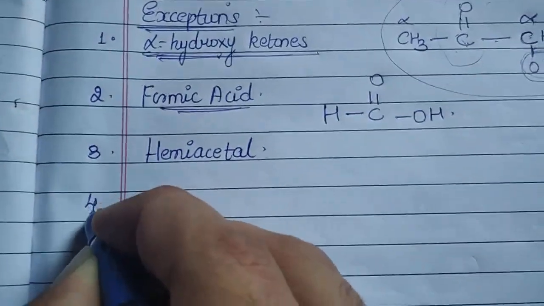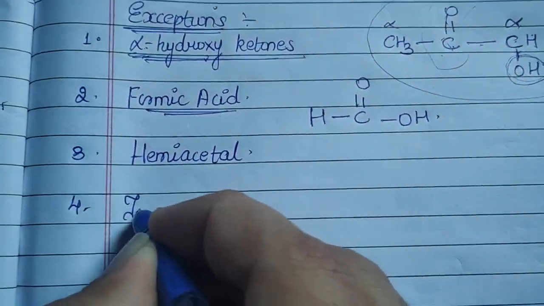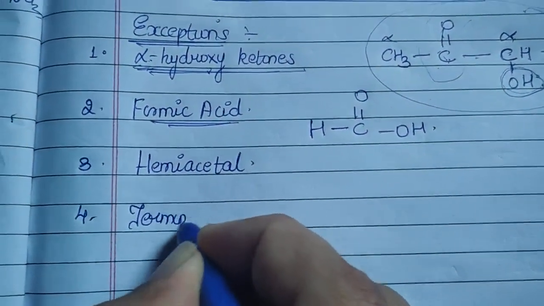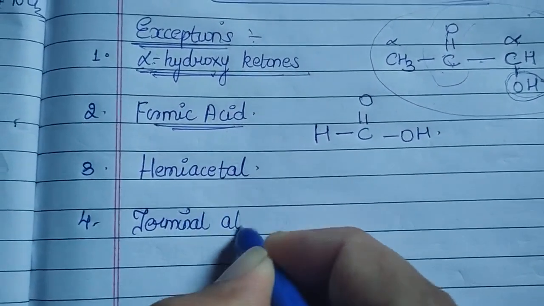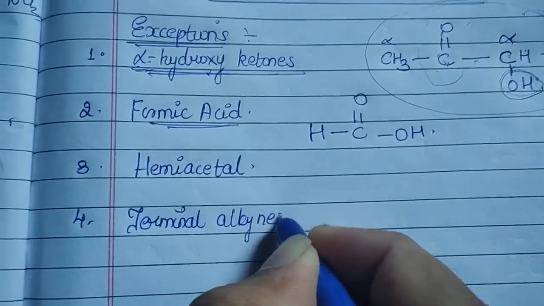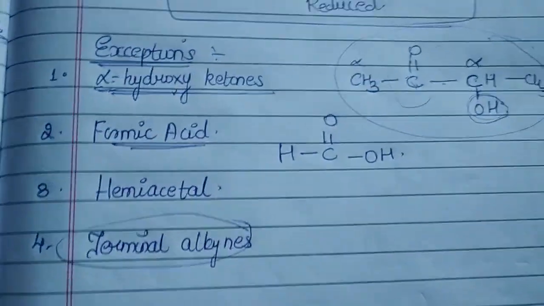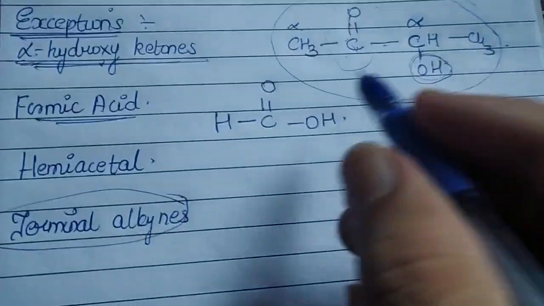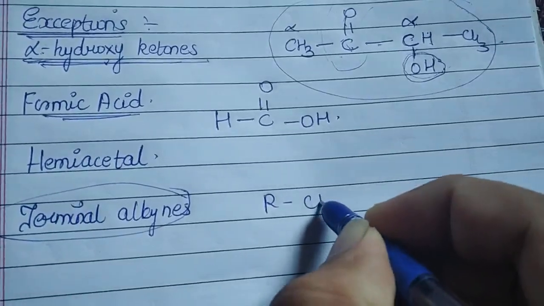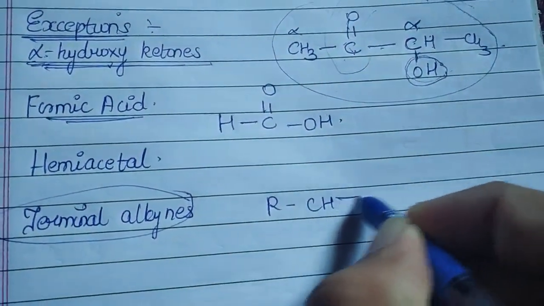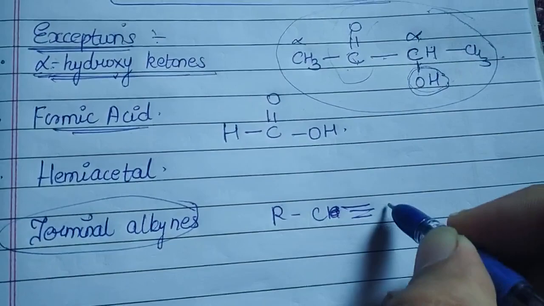And the most important point is your terminal alkynes, which come in the last part. This is an important note you should remember, additional information. For example, RC triple bond CH.